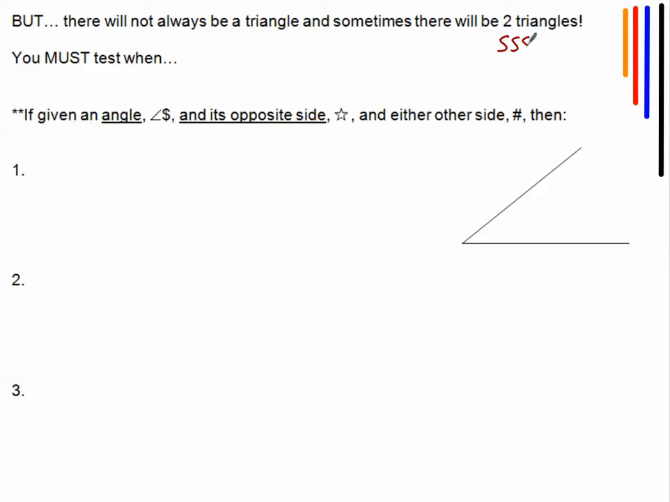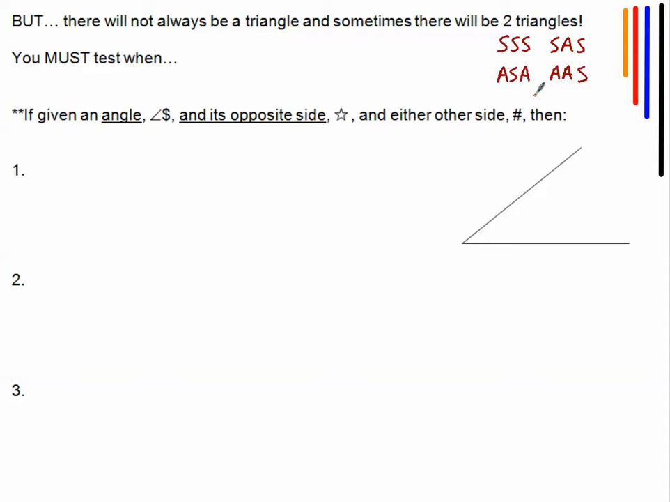There's the side, side, side. There's the side, angle, side. There's the angle, side, angle. And there's the angle, angle, side. If I give you any one of these four sets of information, there is only one triangle that will exist.